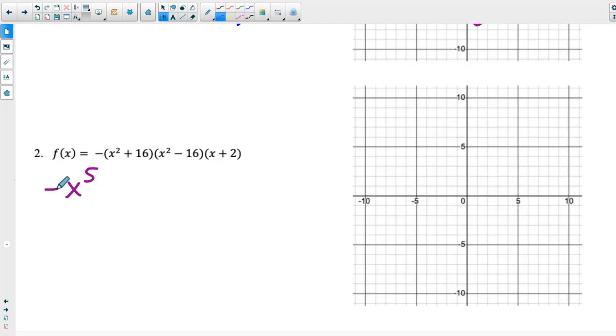What's my behavior looking like? Yeah, it looks like this. Remember, if I draw a line between those 2 arrows, that's a negative slope, which is a negative degree 5.